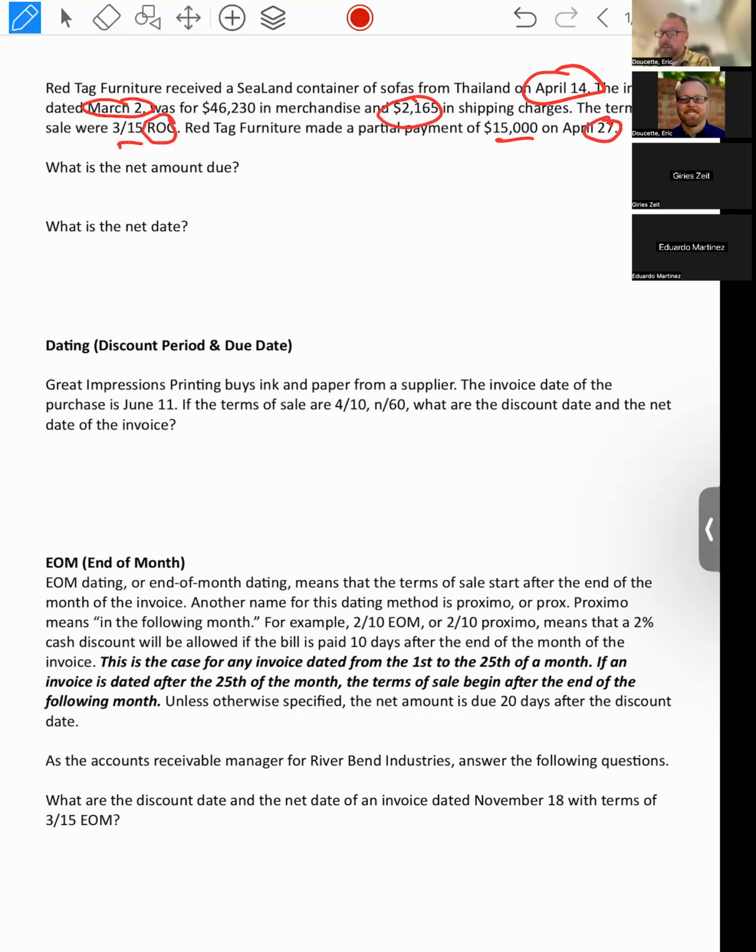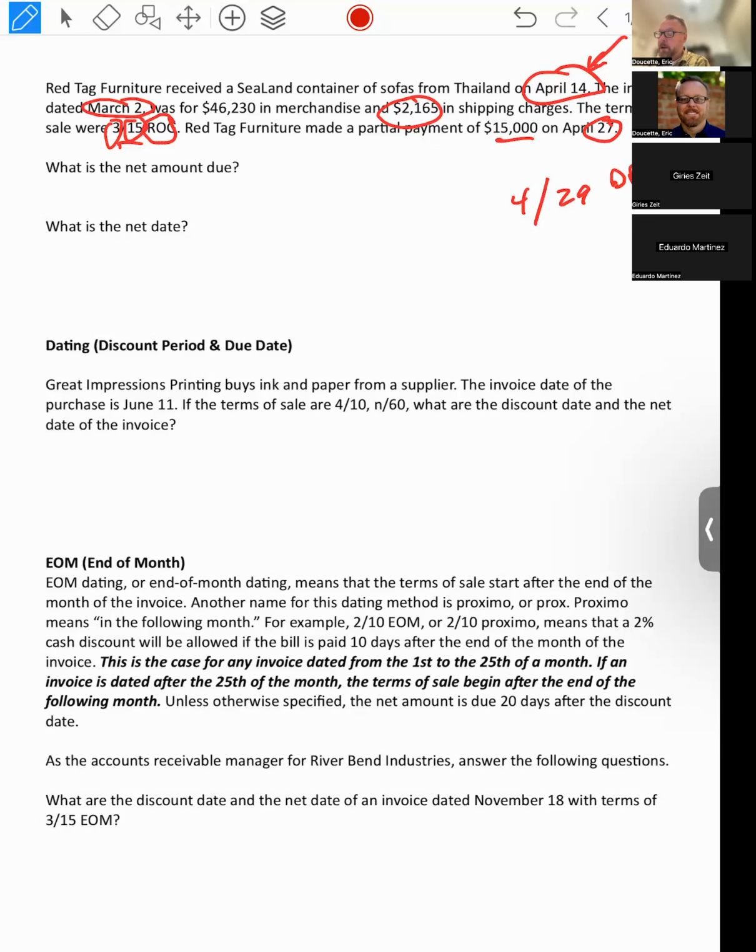So on April 27th. All right, the invoice is dated March 2nd, but because it's receipt of goods, you don't start calculating your time until you've received the goods. That's what ROG means. So if they received the goods on April 14th, that's the date that everything hinges on, not March 2nd. April 14th is the day it starts to count down, and you get a 3% discount in 15 days. So from April 14th, add another 15 days, which comes out to the 29th. So 4/29 is when my discount period ends.